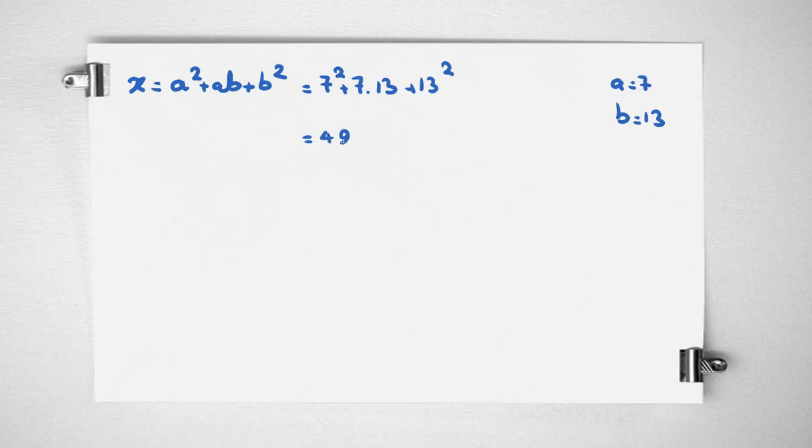7 squared is 49, 7 times 13 is 91, 13 squared is 169. So here it's 49 plus 91 is 140, 140 plus 169 is 309. So the answer is 309.